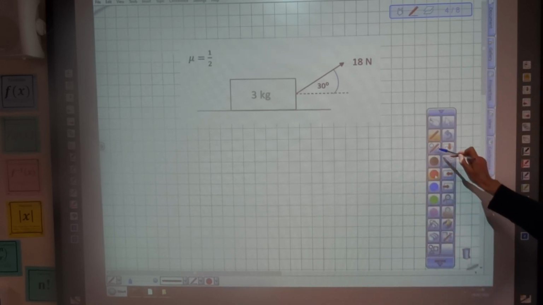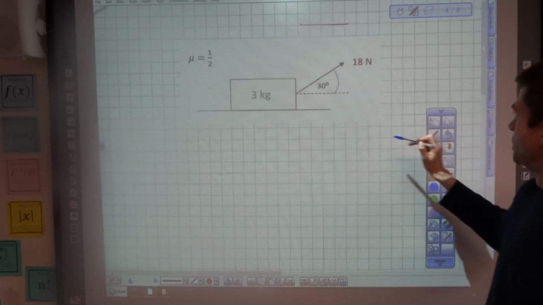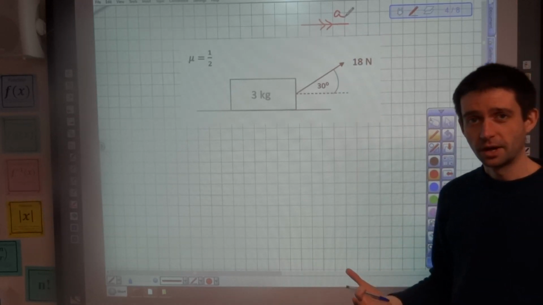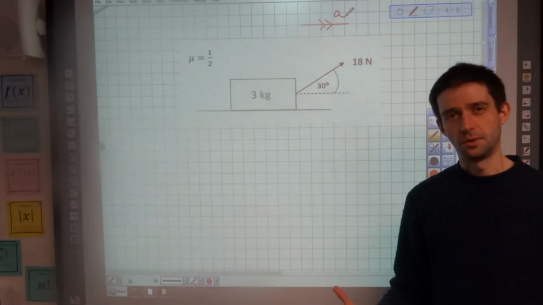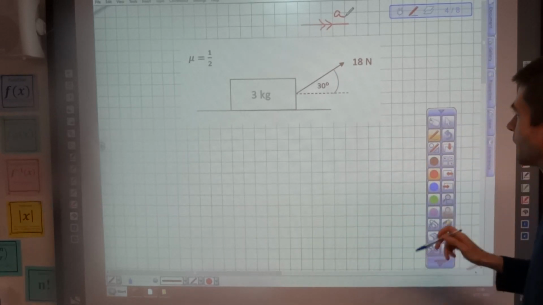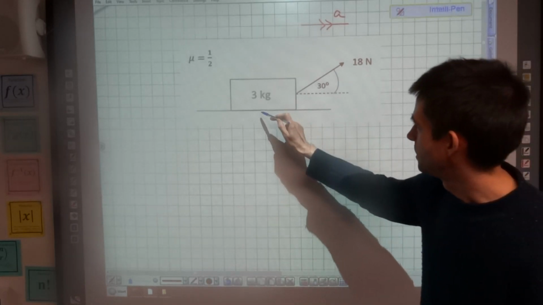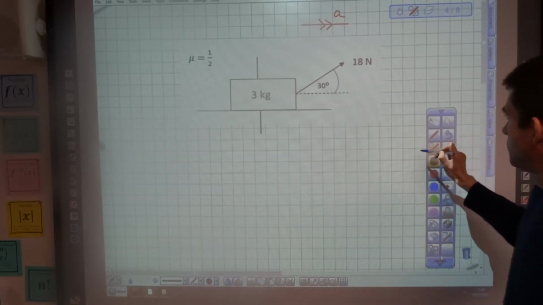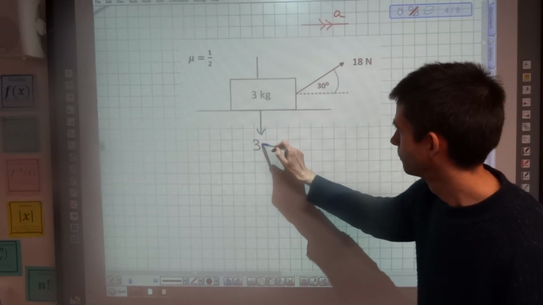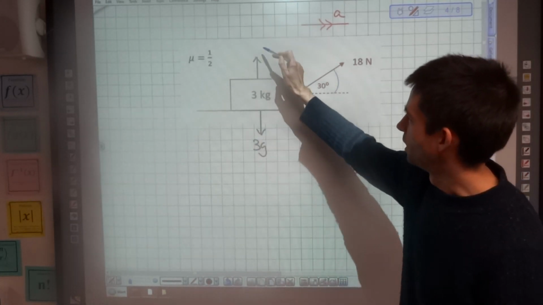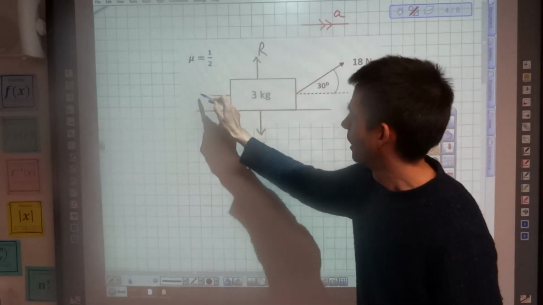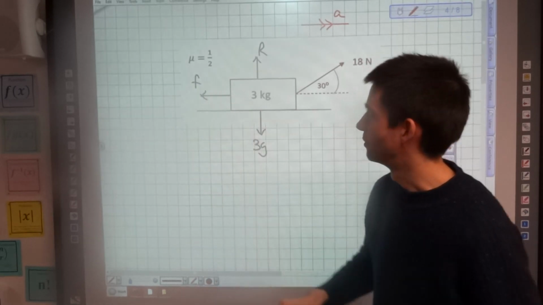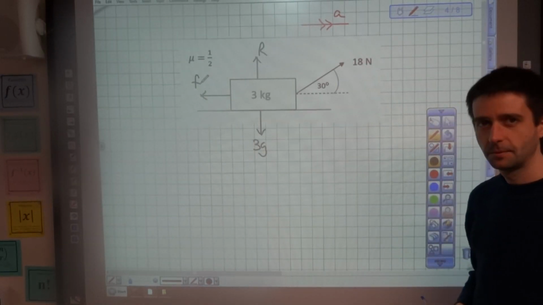So first of all, the acceleration is going to be in this direction here. That's what we're taking as the positive direction, and any resolving we do is going to be in that direction horizontally. Now, forces acting on this system: we have the weight, which is 3g. We have the normal reaction force, which we're going to label R, and because we've been told that there's a coefficient of friction, we're going to have a value of friction there which we'll label with a lowercase f.